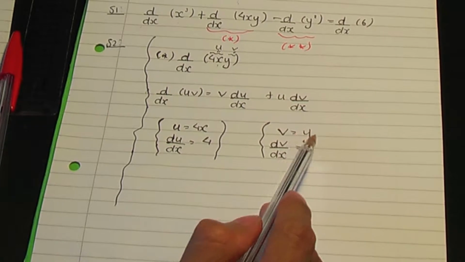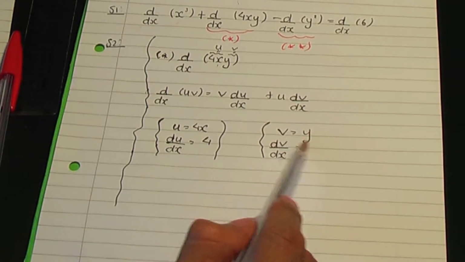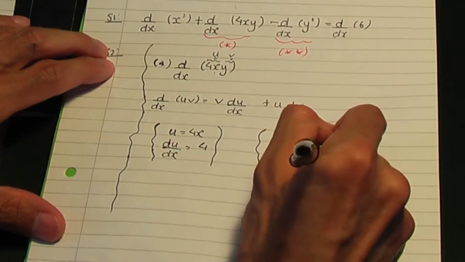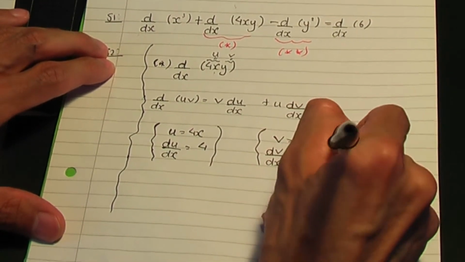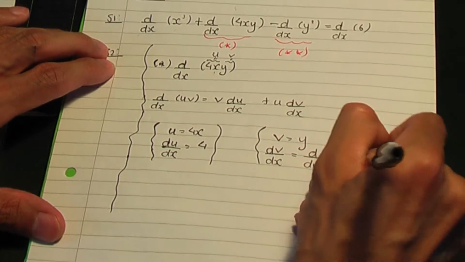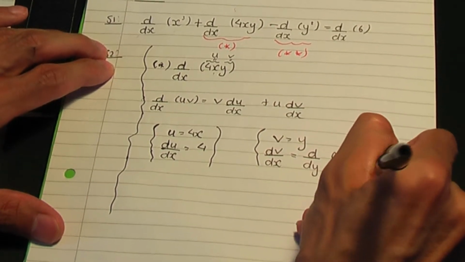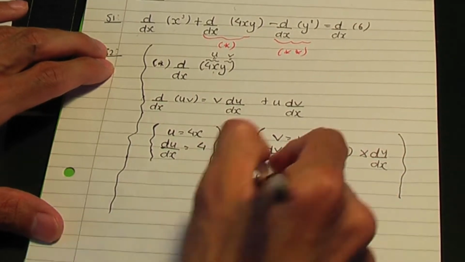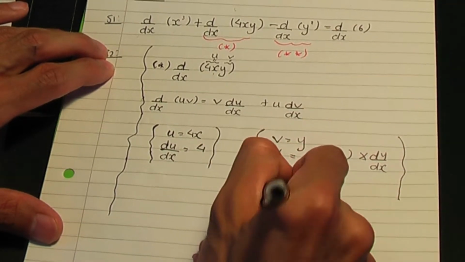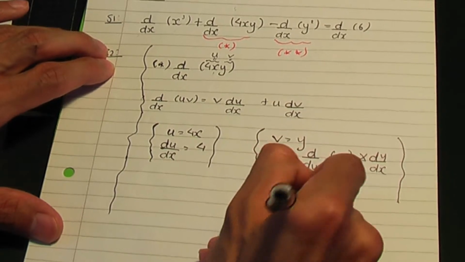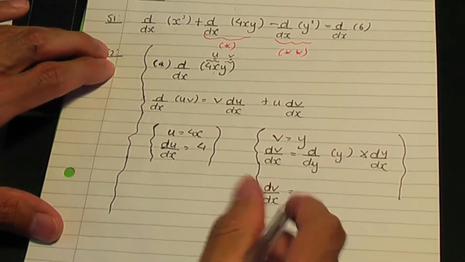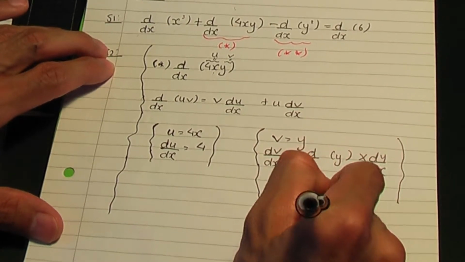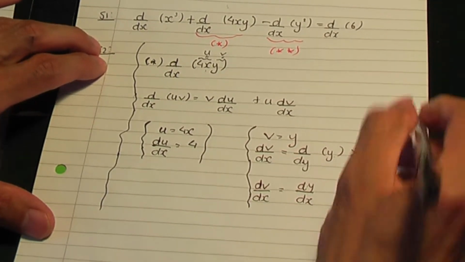Over here, we have a y term only, so we need to go back to the chain rule related result. Here's the result: it's d by dy of that y term, and don't forget to multiply by dy over dx. So dv over dx will be d by dy of y, which is 1, times dy over dx, which is dy over dx.